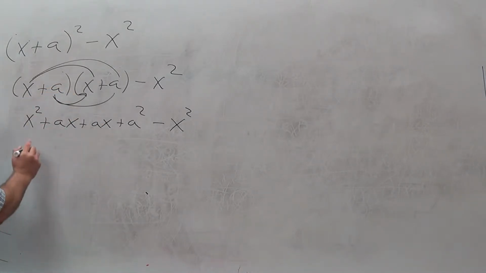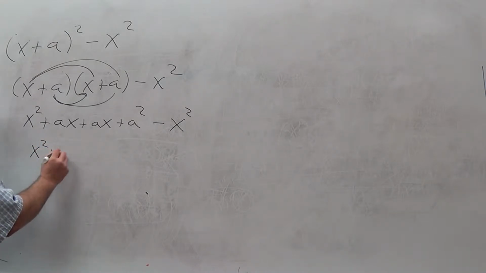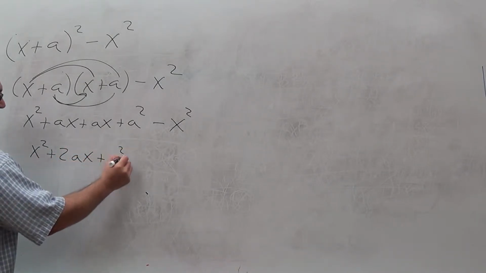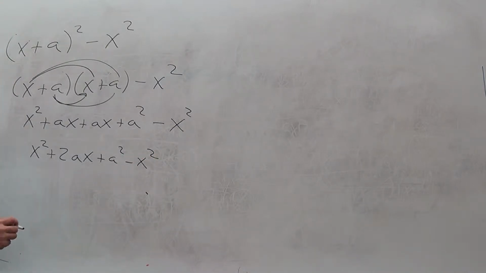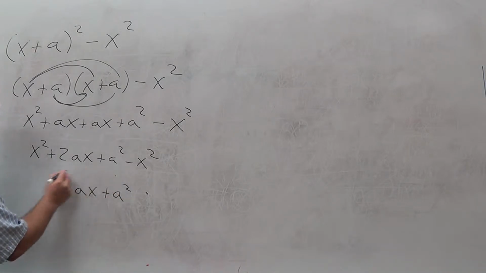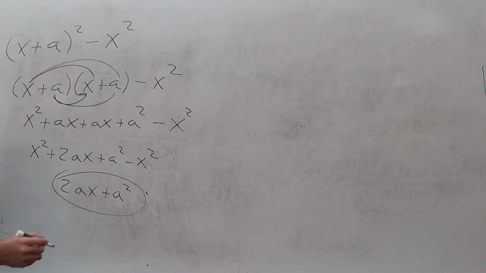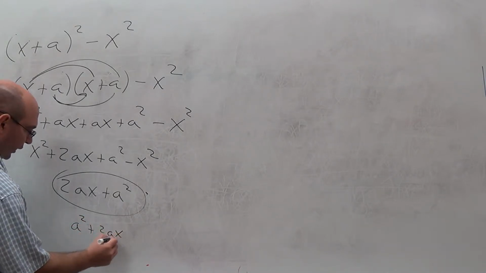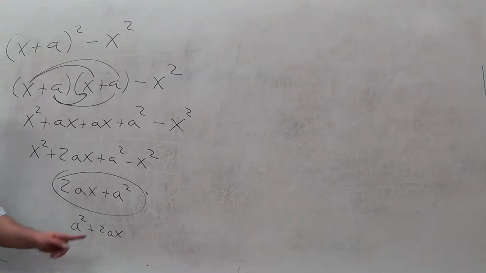So I combine my like terms here. I've got x squared plus, I have one ax, I have another ax, so I have two ax's plus a squared minus x squared. Notice that this x squared and this x squared are going to cancel each other out. So I'm left with 2ax plus a squared. Just like that. And if you really wanted to, of course, you could rewrite that as a squared plus 2ax. Whichever one you want. I normally just leave my x up front. All right?